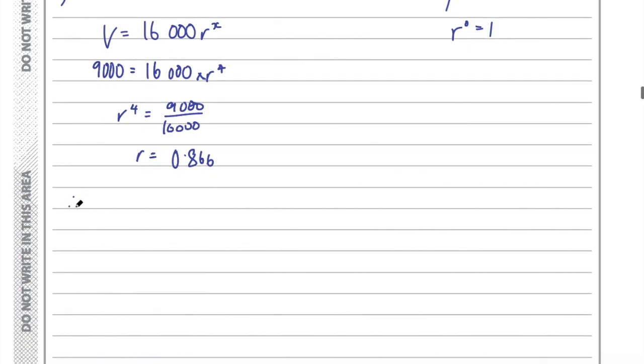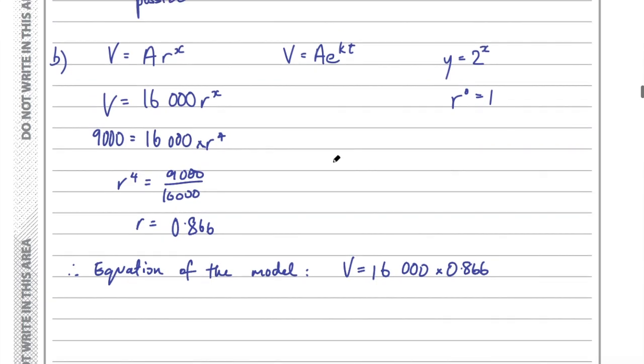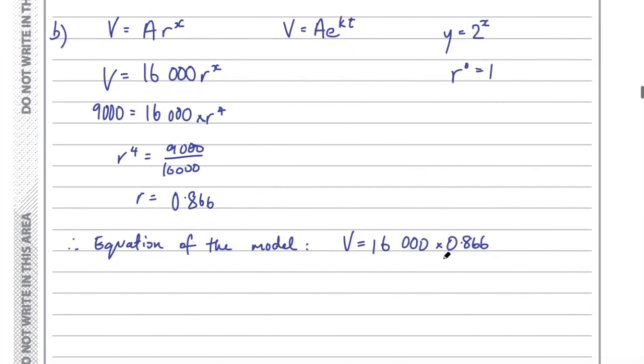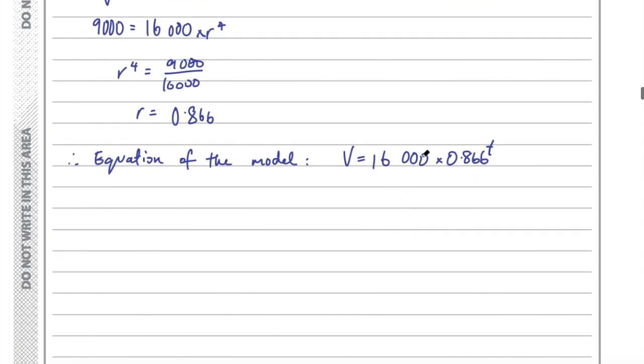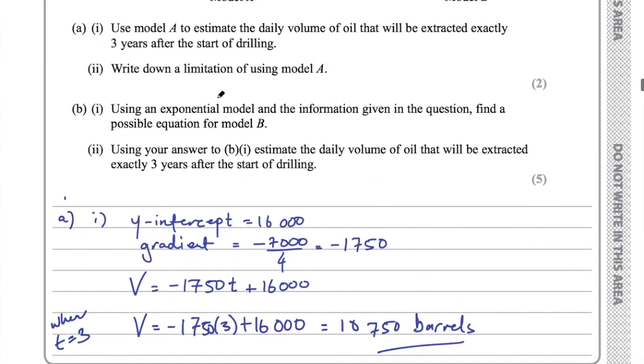So therefore, the equation of the model can be written as v equals 16,000 times 0.866 to the power of x. But in this case, remember, x was t, the number of years, so I'll just write t in this case. So the volume will be 16,000 times 0.866 to the power t. And that's our exponential model we're going to use for that.